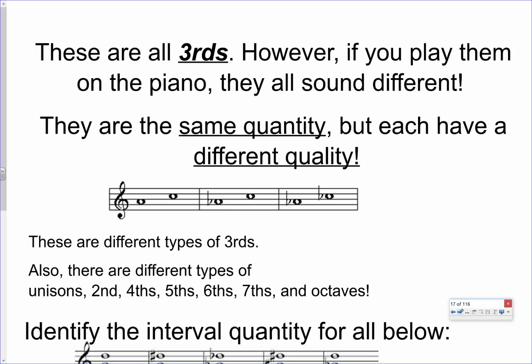And just like these are different types of thirds, there are also different types of unisons, seconds, fourths, fifths, sixths, sevenths, and even octaves. So let me play the first measure here. This is an A to a C. The quantity is a third. I played them melodically because that's how they are written. Listen again.